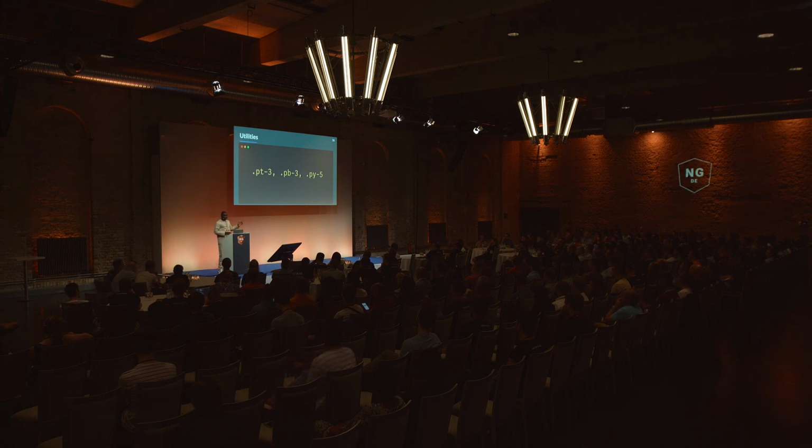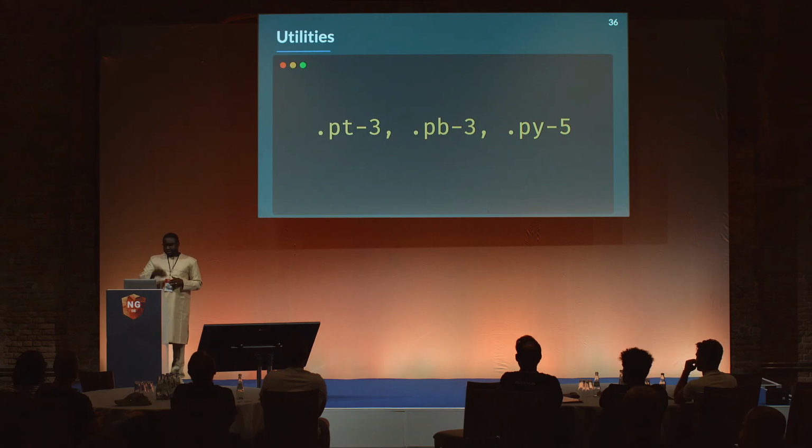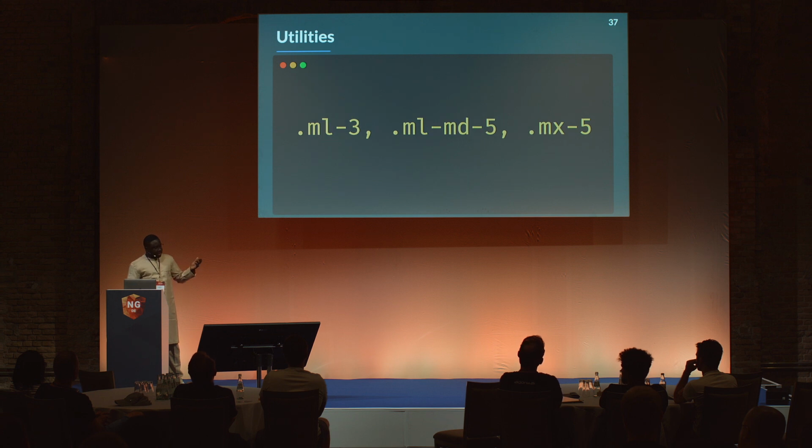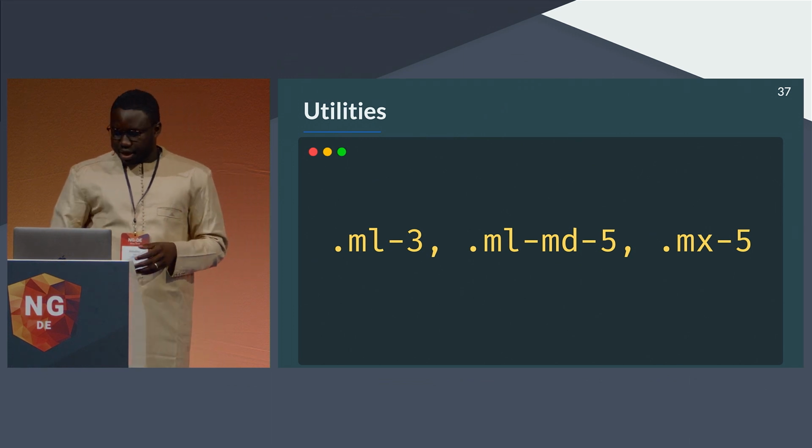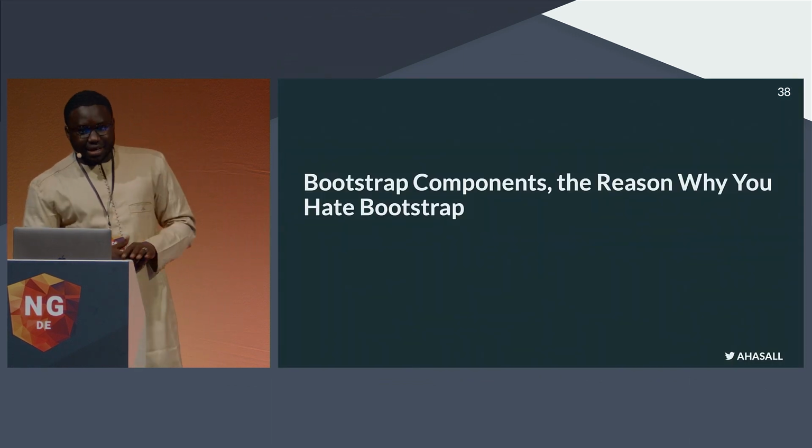OK, and py-5 means horizontal padding, vertical padding. And we have also things like ml-3 for margin left, ml-md-5 for margin left on medium-sized devices, and so on.